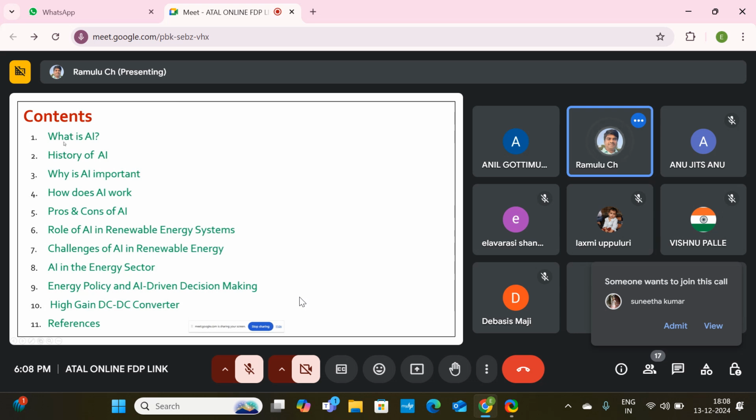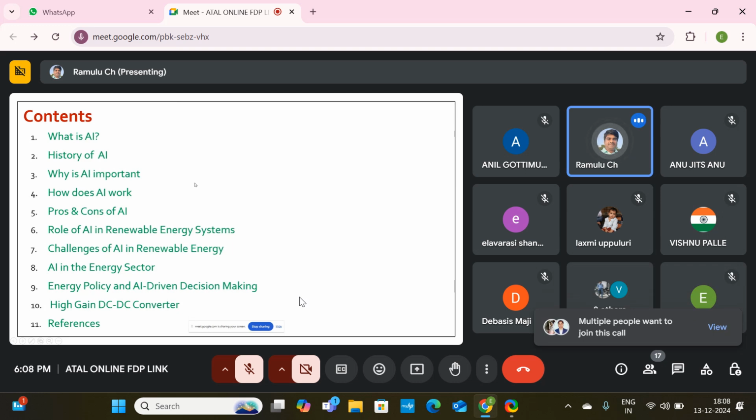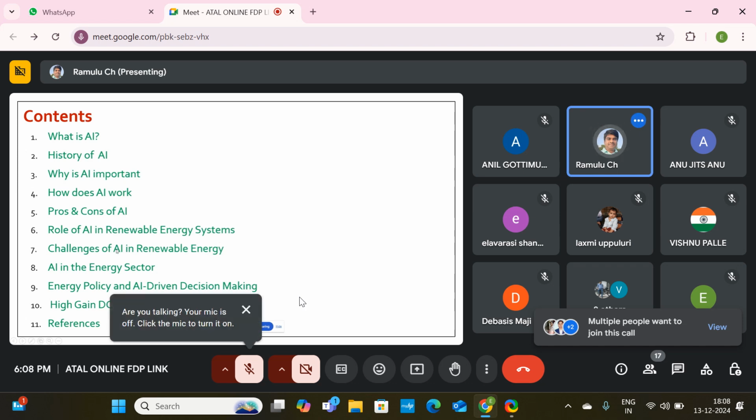So, what is AI? Then followed by the history of AI and why AI is important for renewable energy sources. Then how AI works, and the advantages and disadvantages when implementing AI, we are going to see. Then the sixth one, the role of AI in renewable energy systems. The seventh part is challenges of AI in renewable energy. When we implement or use AI in renewable energy systems, what kind of challenges or technical issues we are going to face, we are going to see under this section 7.